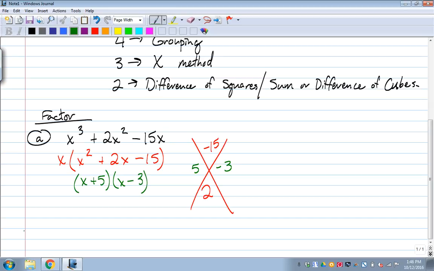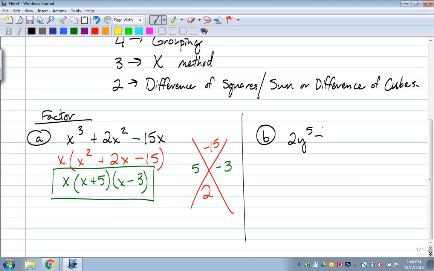I can go straight to those factors because what's in front of X squared? 1. And then don't forget the X that we pulled out at the beginning. And now we have factored a higher degree polynomial out of that. It's not too bad. I mean, it's just following the process more or less.